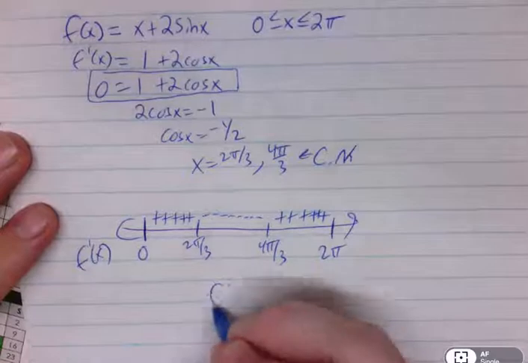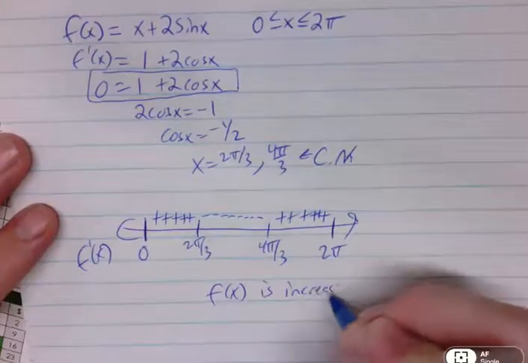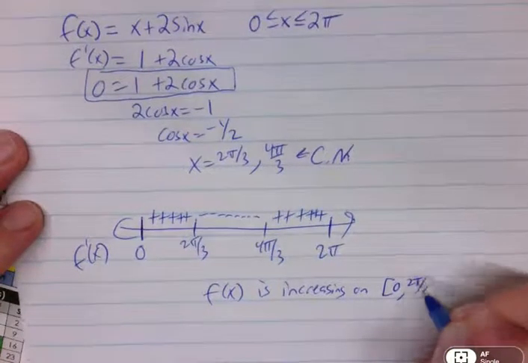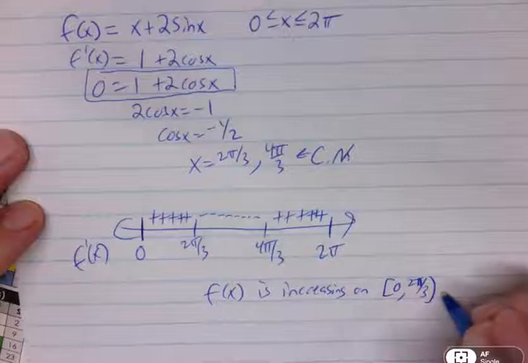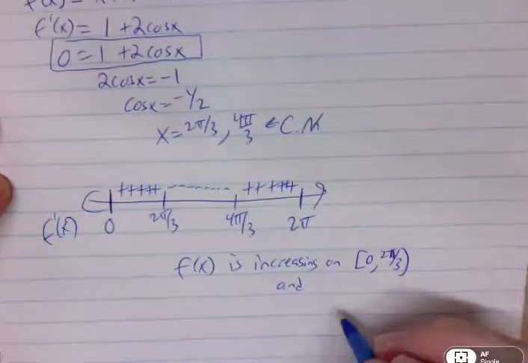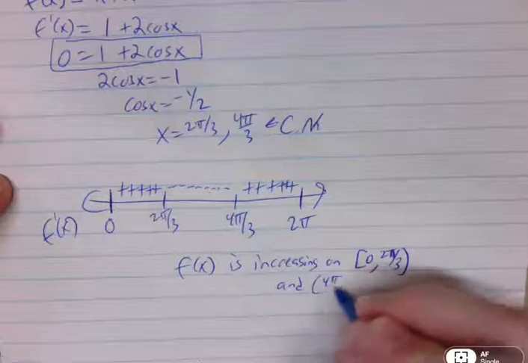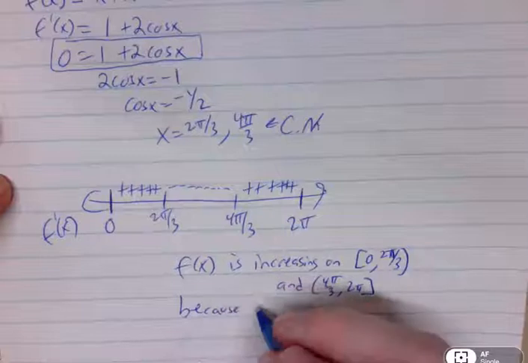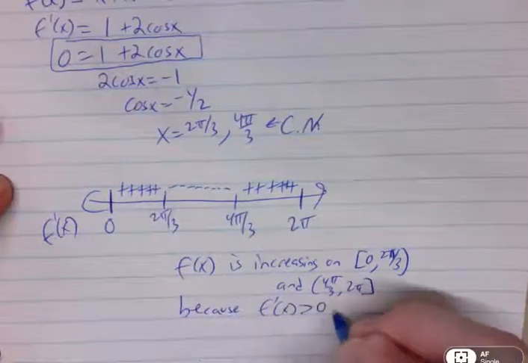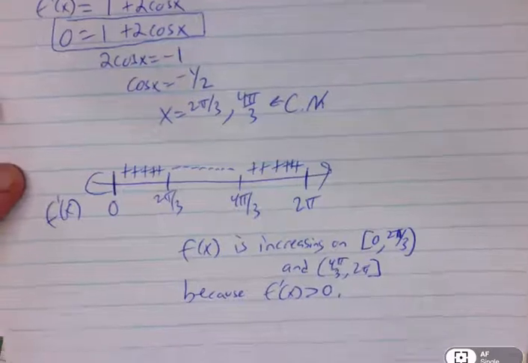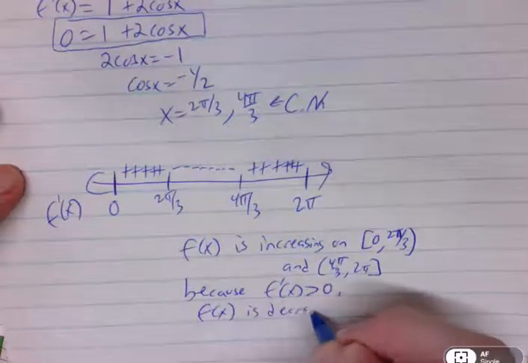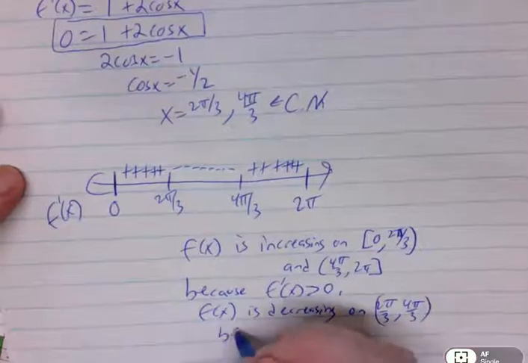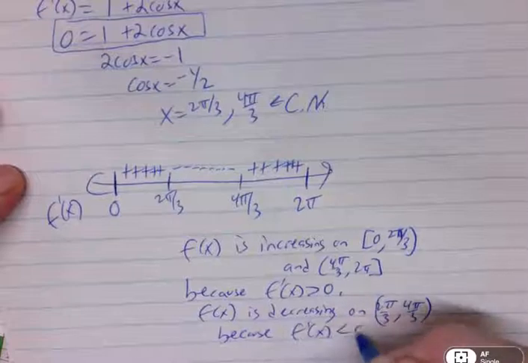So again, my function is increasing on, I started at 0, so I can actually include 0, 0 to 2 pi over 3, and 4 pi over 3 to 2 pi. Okay, because, and the easiest way to probably just say it is simply because f prime is greater than 0, which is essentially using our increasing, decreasing test. F of x is decreasing on 2 pi over 3 to 4 pi over 3 because f prime of x is less than 0.